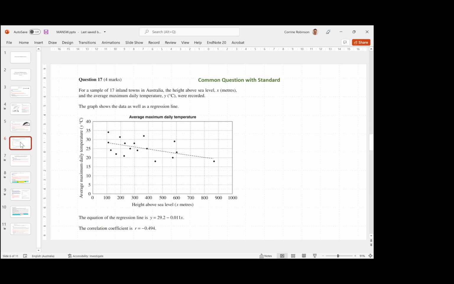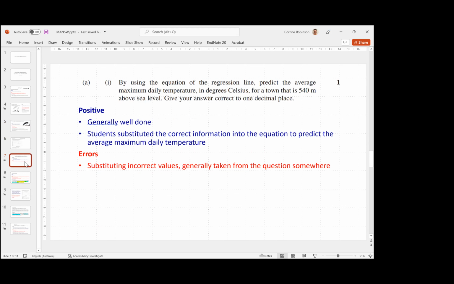Question 17 was statistics, and again, a common question with standard. So this one, part AI, was generally well done. Students were able to substitute the correct information and therefore predict the average temperature. There weren't a lot of errors for this one, but where they were, they either didn't know what equation to use or they substituted the wrong value into the equation.